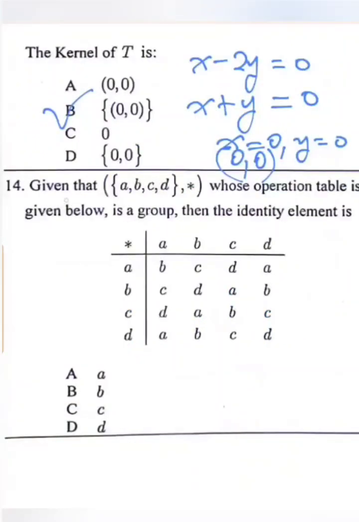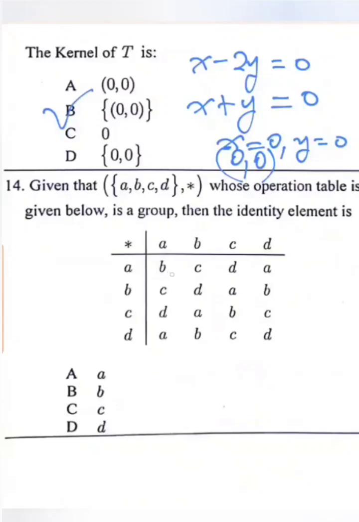In number 14, given that the set {A, B, C, D}, together with the binary operation star, whose operation table is given below, is a group, then the identity element is, we have the table and then the options. Generally, to obtain the identity element from the operation table, we normally seek to find the element that operates with other elements and they remain unchanged.